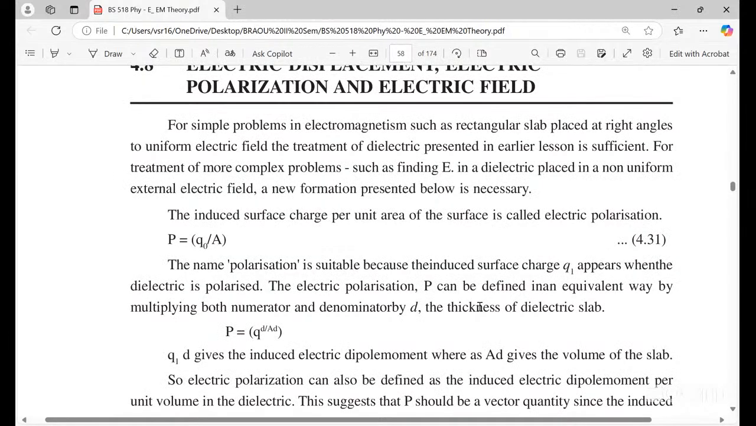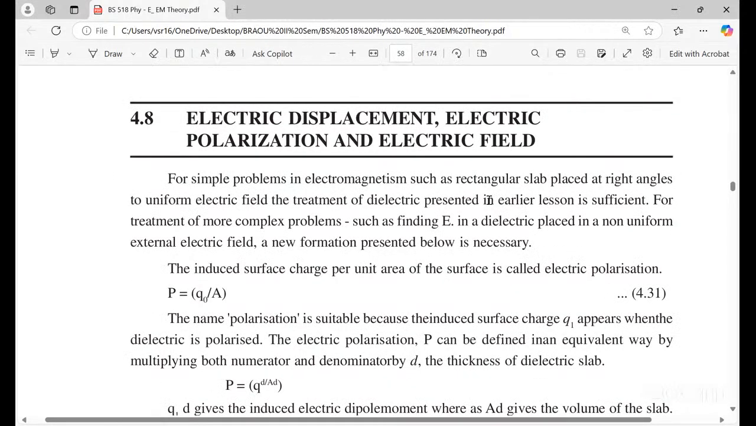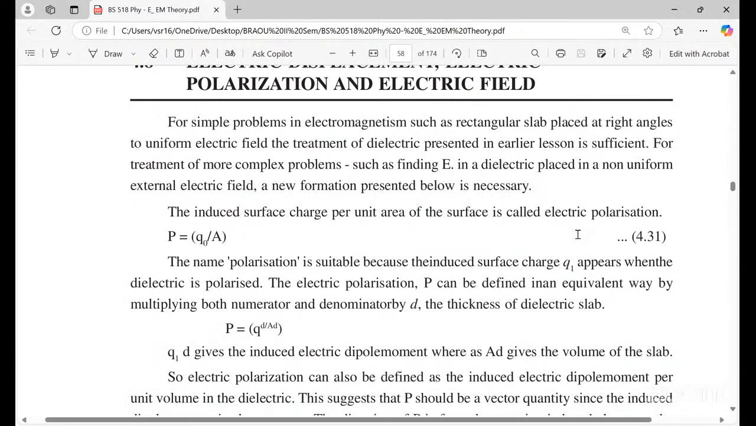Here also, electric displacement, electric polarization, and electric field. Okay. So what is electric polarization? The induced surface charge per unit area of the surface. Induced surface charge per unit area, that is Q naught by A, which is denoted by P, the electric polarization.